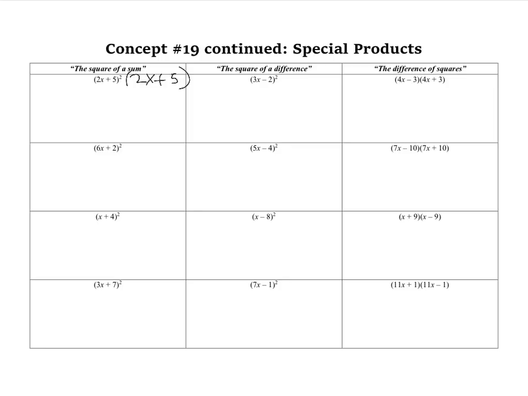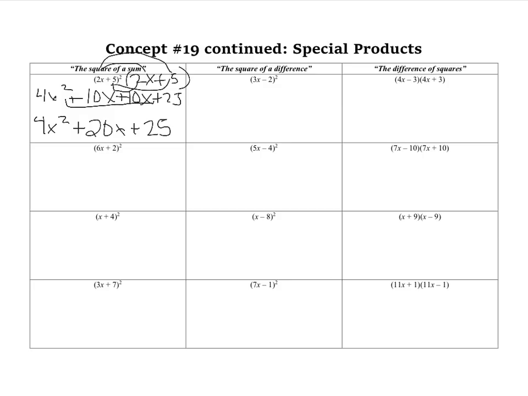So let's go ahead and do FOIL with this. 2x times 2x is 4x squared, and then 2x times 5 is plus 10x, and then 5 times 2x is another 10x, and then 5 times 5 is a positive 25. If you look, we've got like terms right here in the middle, which leaves me with the answer 4x squared plus 20x plus 25.